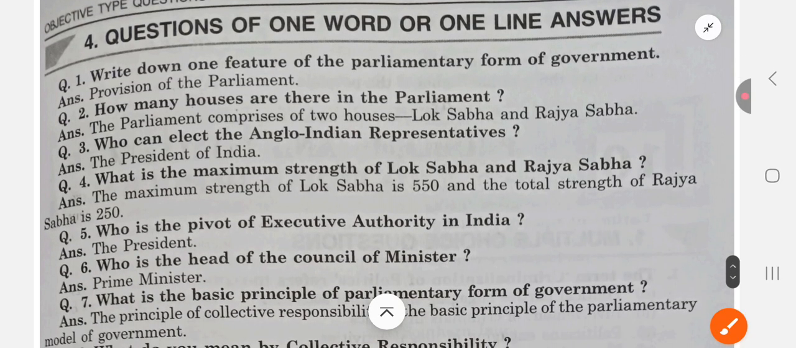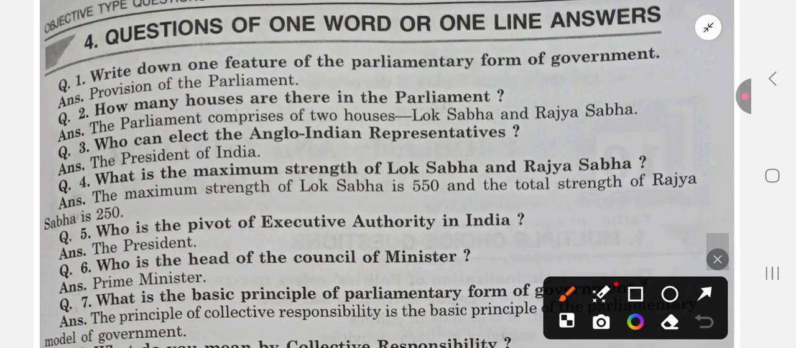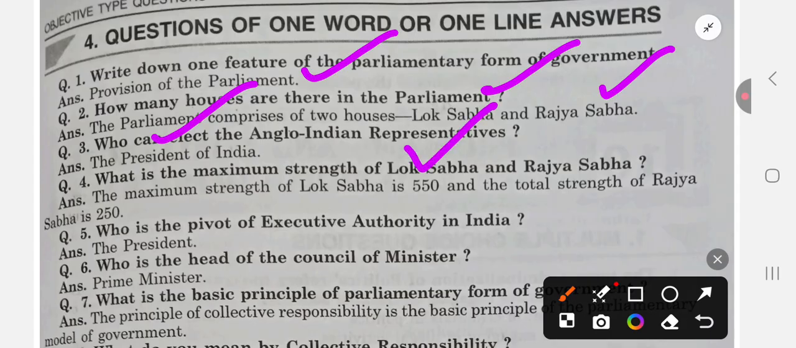Let us move to the questions of one word or one line answers. First question is, write down one feature of the parliamentary form of government. It is provision of the parliament, leadership of the Prime Minister. There is difference between real executive and nominal executive. How many houses are there in the parliament? The parliament comprises 2 houses, Lok Sabha and Rajya Sabha. Who can elect the Anglo-Indian representatives? President of India. What is the maximum strength of Lok Sabha and Rajya Sabha? Lok Sabha is 550, Rajya Sabha is 250.